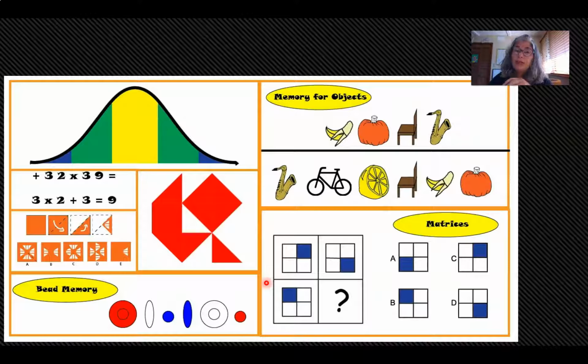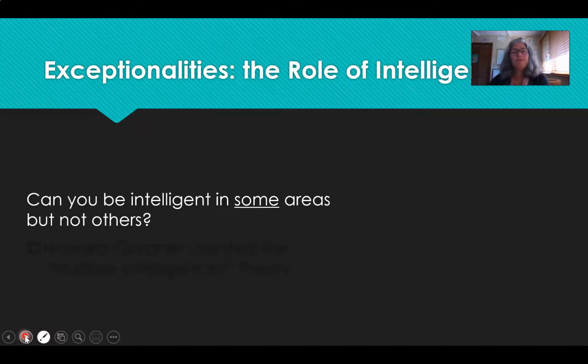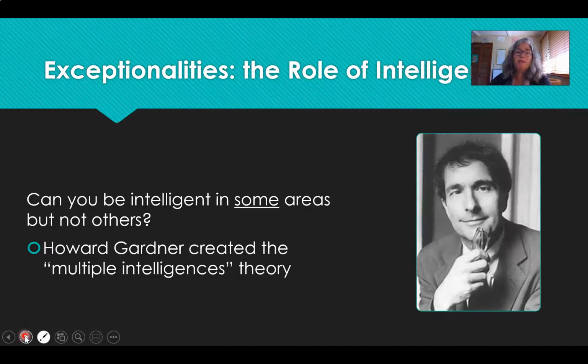Professionals go through a great deal of training to understand how to administer it and how to score it appropriately. All right, so here's another question for you. Can you be intelligent in some areas, but not others? Because remember, IQ is just one score. What if you have strengths in some areas, but not all?